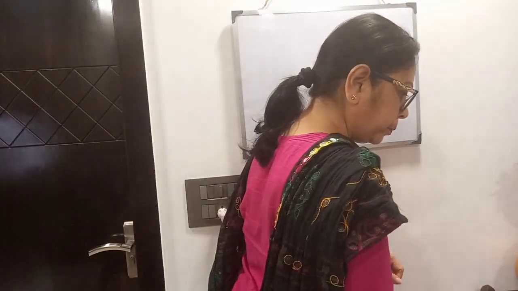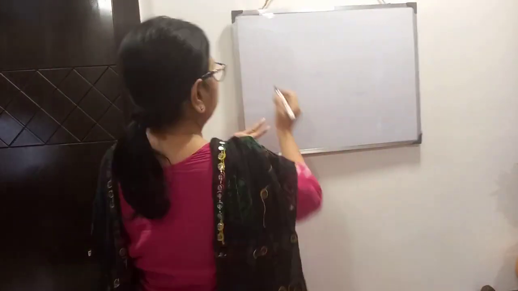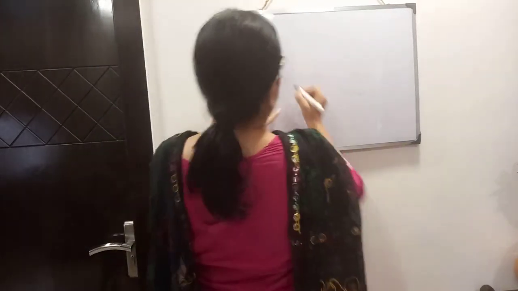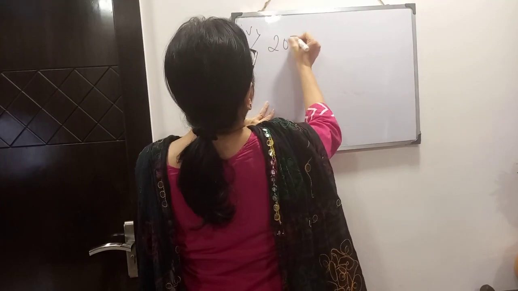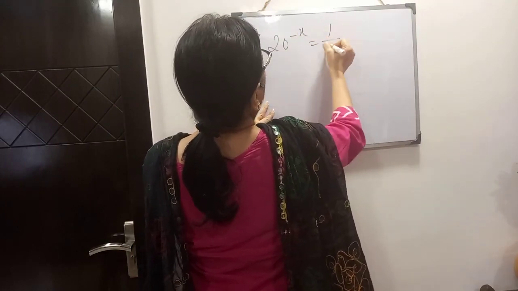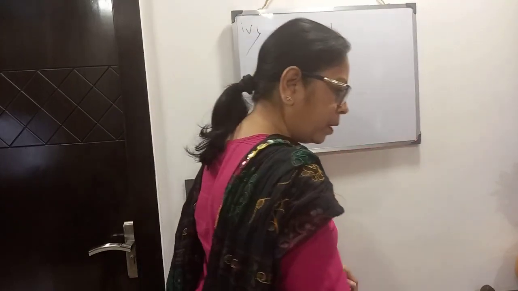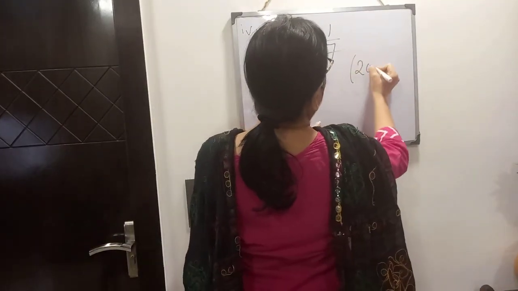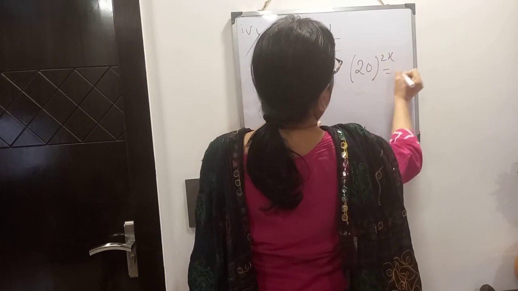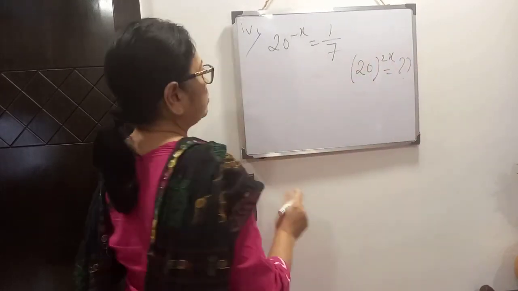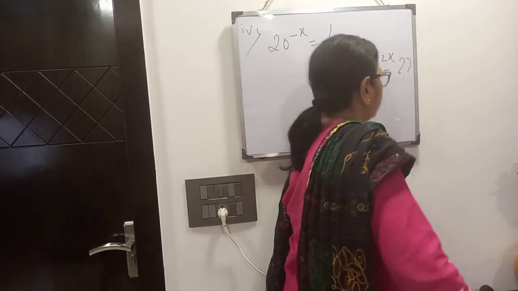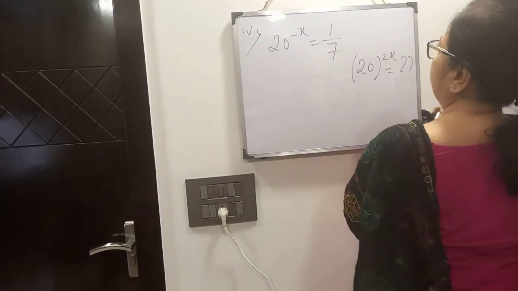Next, number 4. 20 to the power minus x equals to 1 by 7. Then calculate the value of 20 to the power 2x. This you have to calculate. This sum comes in the exam in the MCQ part. Okay.